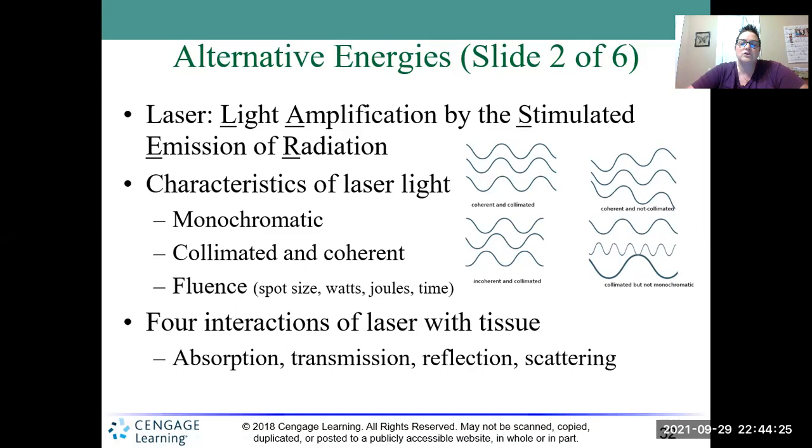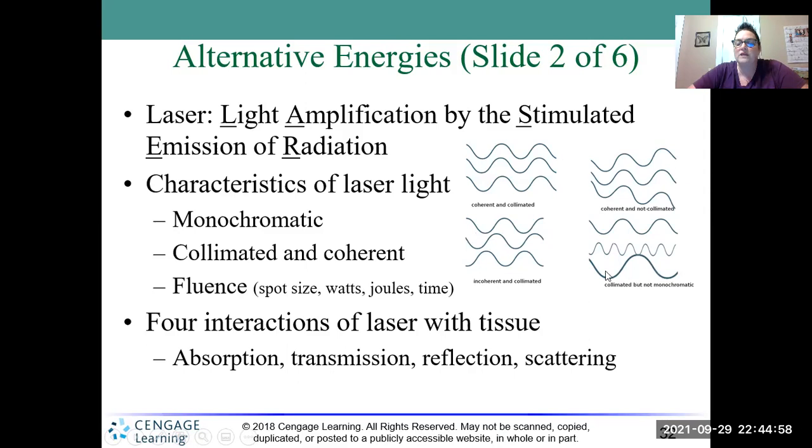Collimated and coherent. Collimated just means that they're running parallel, and coherent means that they're running in the same direction. Here you can see these are coherent, so they're all running in the same direction, and collimated, so they're all parallel. These are running parallel, but they're not running in the same pattern, so they're not coherent, but they are collimated.